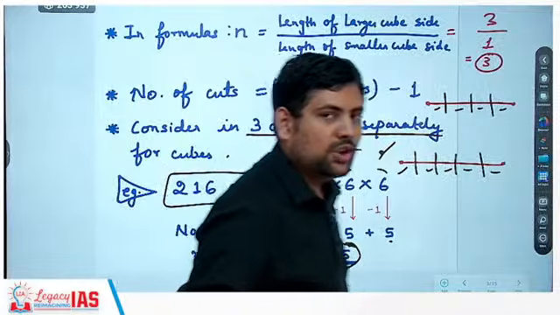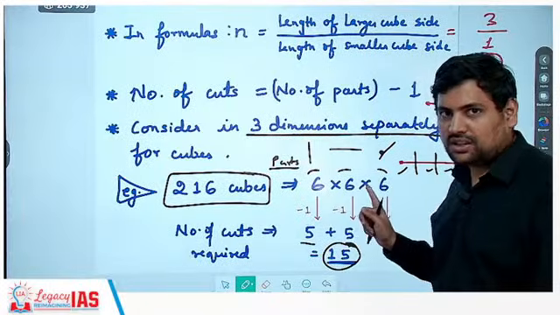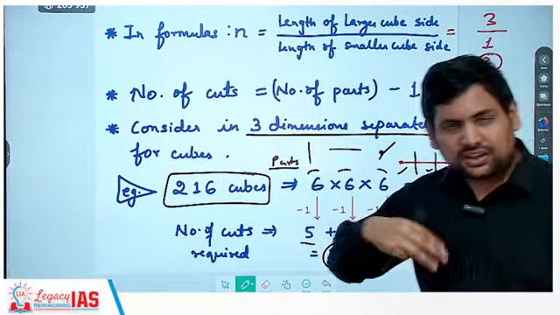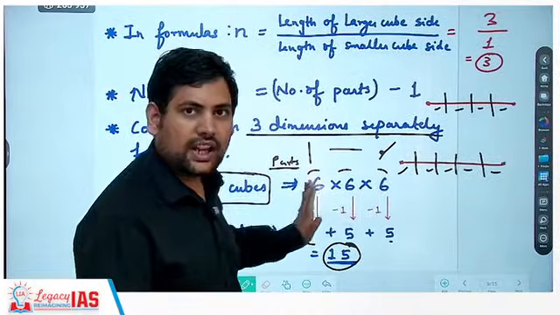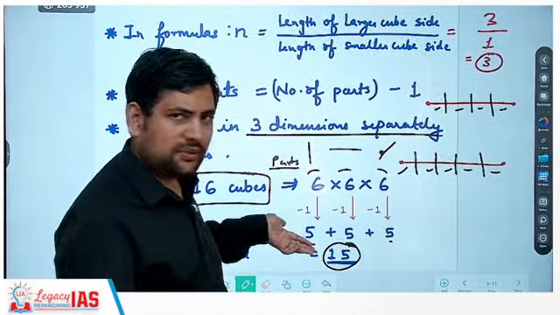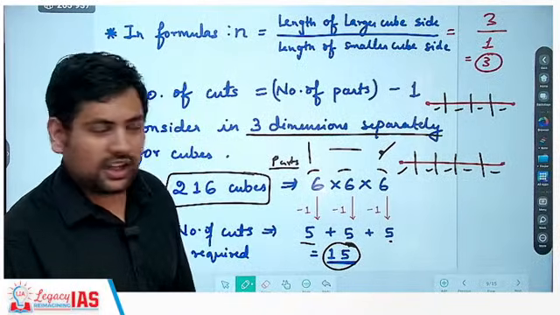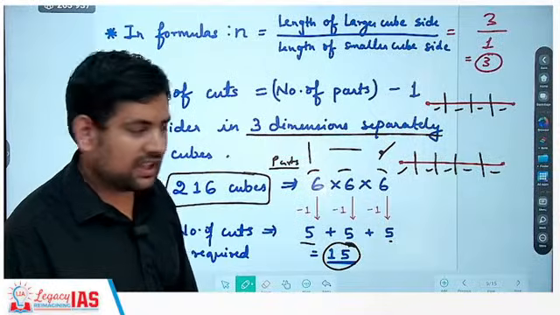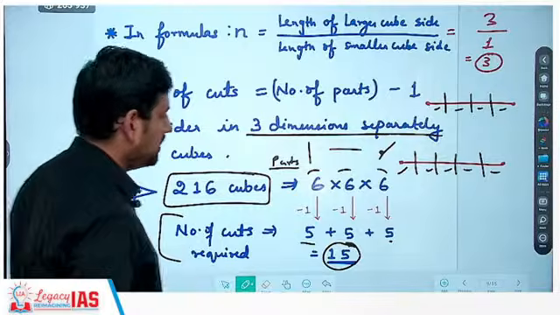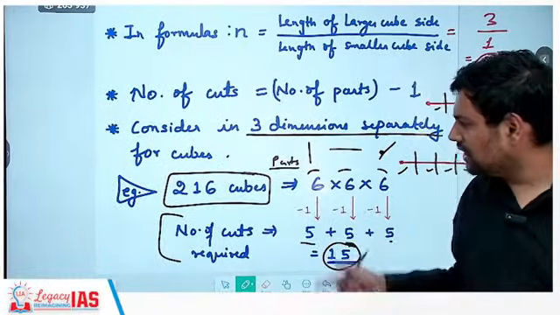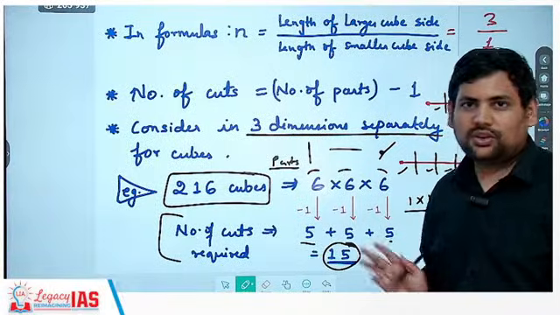What is the pattern? You take this number and write it in the form of a multiplication of 3 numbers, a into b into c. After that, you just subtract 1 from each of them, and you will get the answer. That is it. It will usually ask you the number of cuts required to make 216 small cubes of 1 centimeter, 1 cross 1 cross 1 each, and this is how you do it.